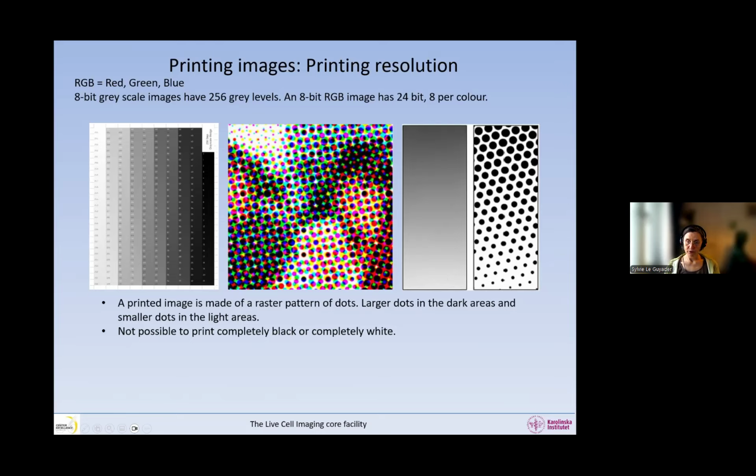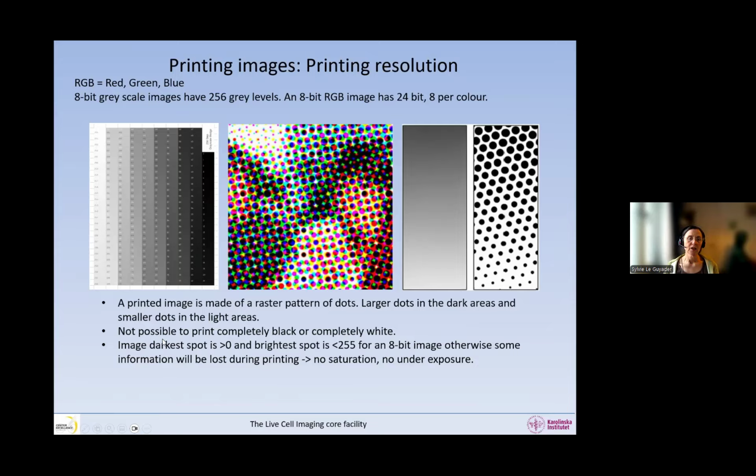It is not possible to print completely white or completely black, so everything is between gray and slightly off-white. But it's fine because you are not going to have anything that is saturated or underexposed in your images. You should have nothing that has the value of 0 or the maximum bit depth anyway. So when we image the darkest spot, it's above 0, and the brightest spot is below the maximum bit depth, which is 8 bits. Otherwise, some information may be lost. So you have no saturation, no underexposure, no problem.